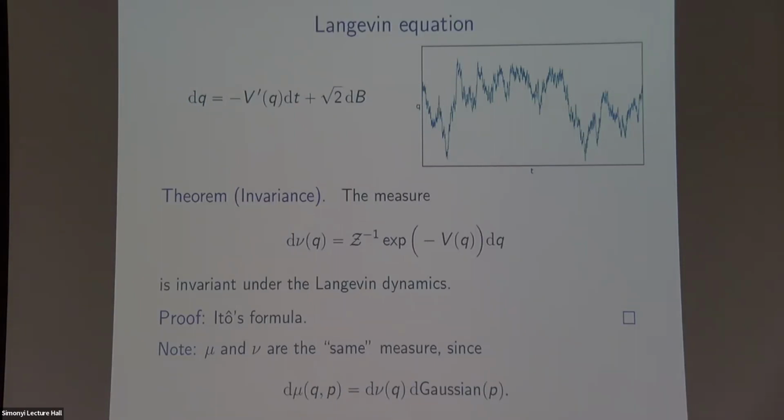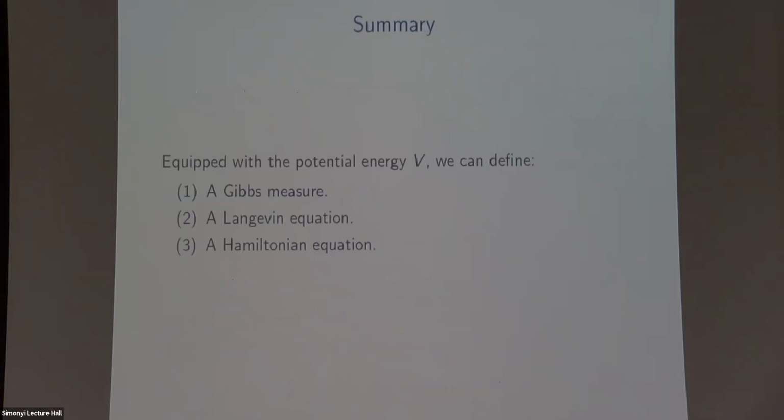Okay, so this is roughly the end of my slow-paced short introduction. I just want to summarize again what we saw. Once you have fixed the potential energy, you can associate with this three different objects. You can write down a Gibbs measure, a Langevin equation, and a Hamiltonian equation. And all of these are determined. The one thing that you get to choose is the potential energy. Everything else falls into place.